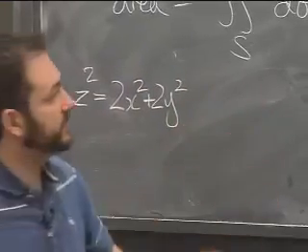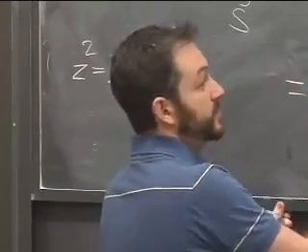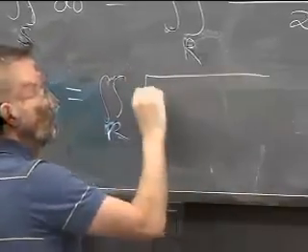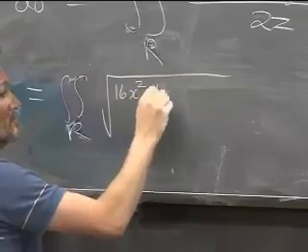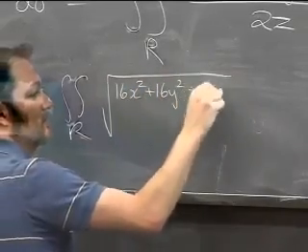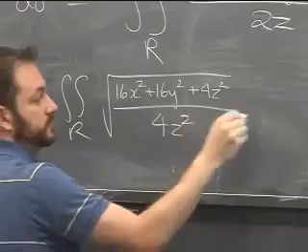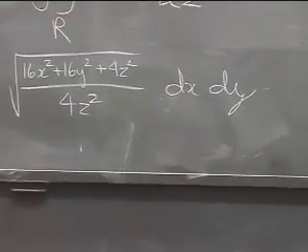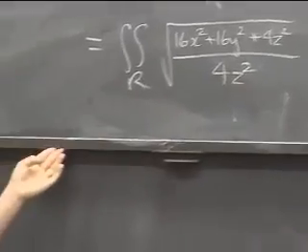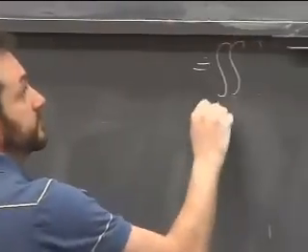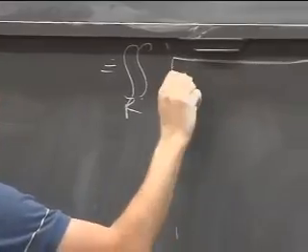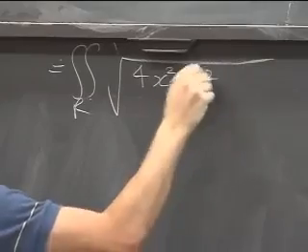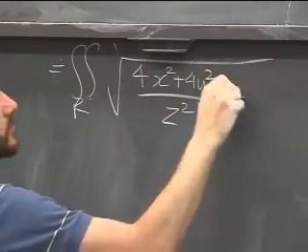So in order to make this really clever, I'm going to pull the 2z into the square root, where it becomes 4z squared. So I pulled it into the square root. 2z all squared is 4z squared. And now I can simplify a little bit. I get the square root of 4x squared plus 4y squared over z squared plus 1.